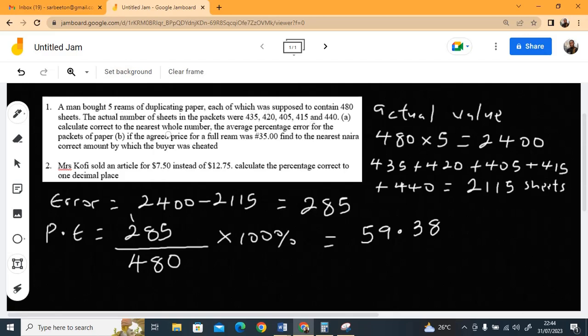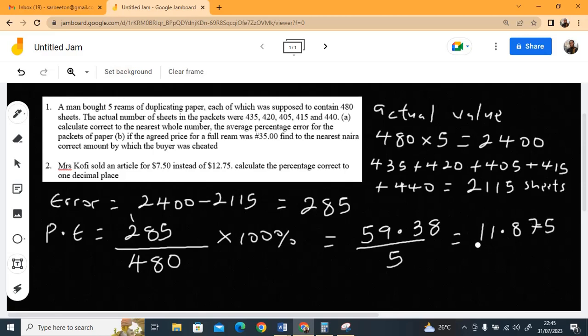So each of them, the average of each of them will now be divided by what? This answer is divided by 5, because this is all of them. Now you are looking for the average of each of them. That would be 59.58 divided by 5. That is 11.875. Now the question said you should approximate to what?